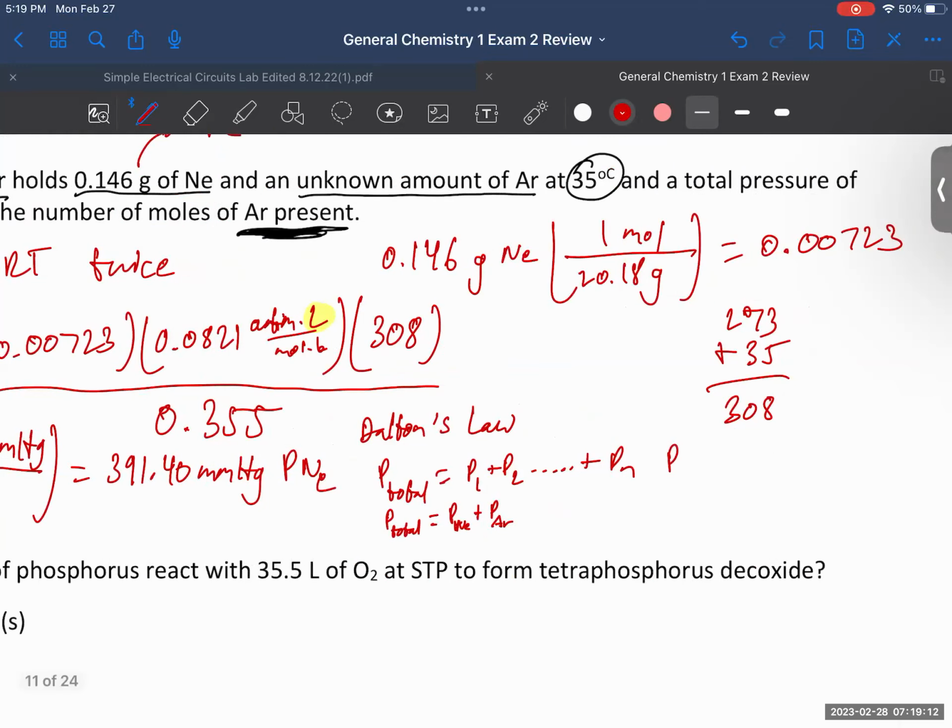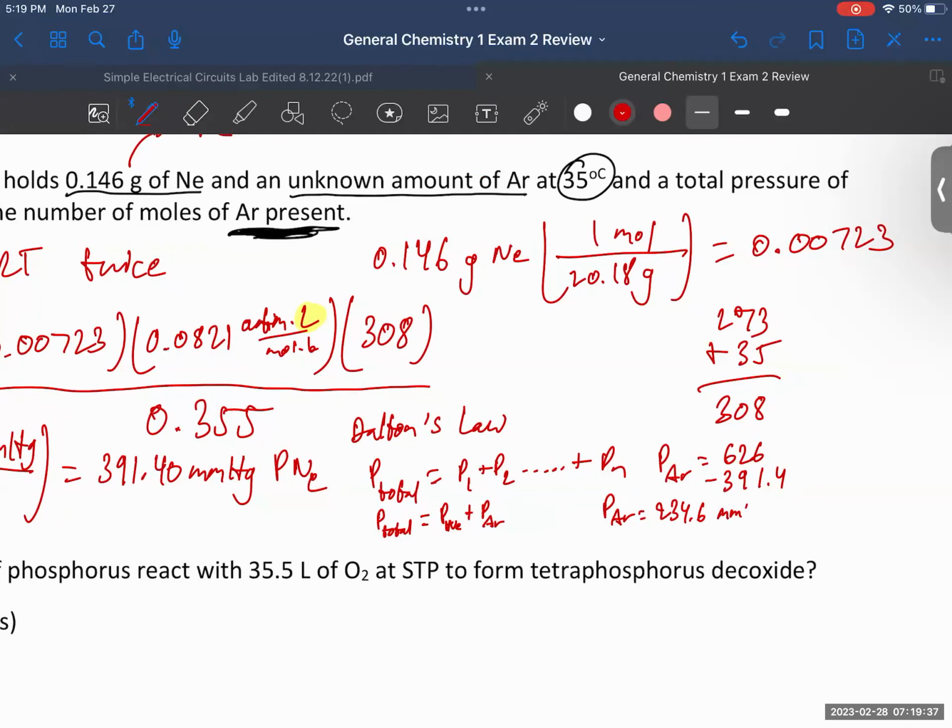So to do that, pressure of argon is going to equal 626 minus 391.4. So 626 minus 391.4. For that, we get our pressure of argon equal to 234.6 atmospheres. Not atmospheres, sorry, millimeters of mercury.